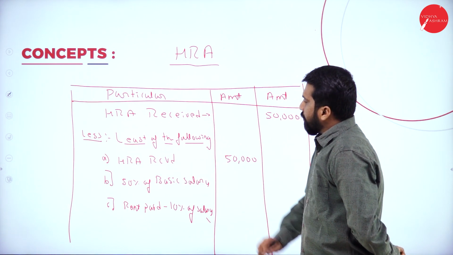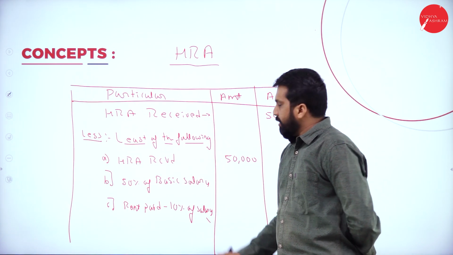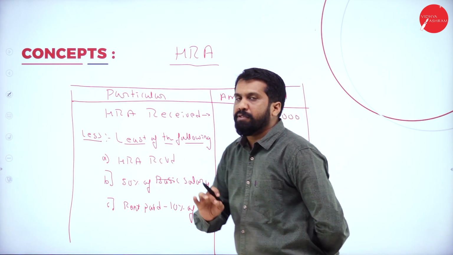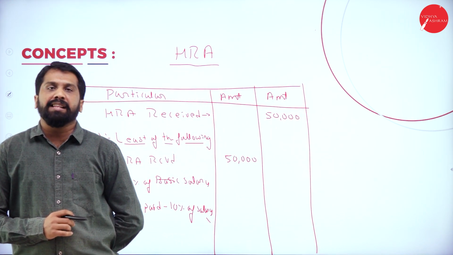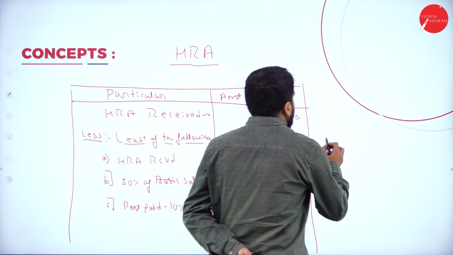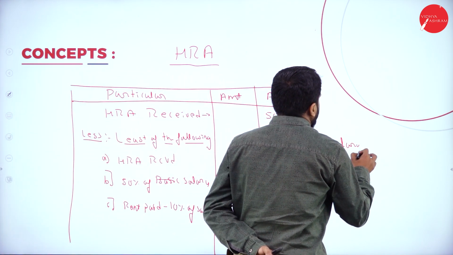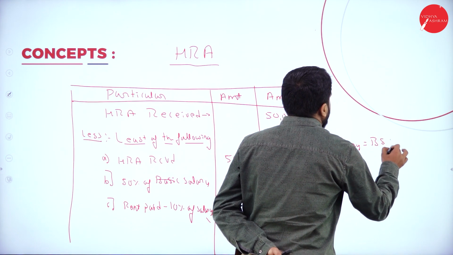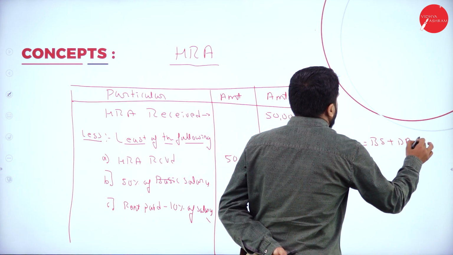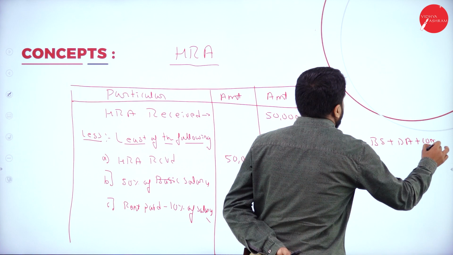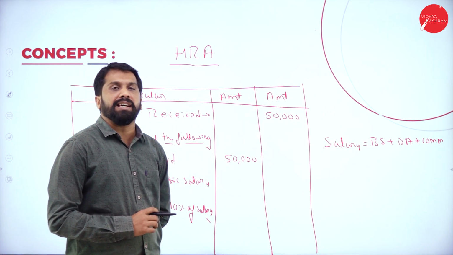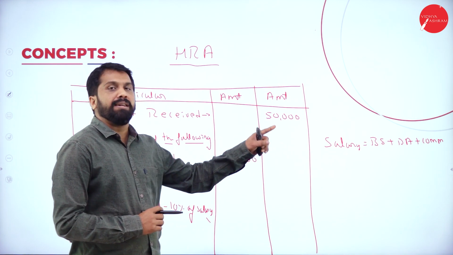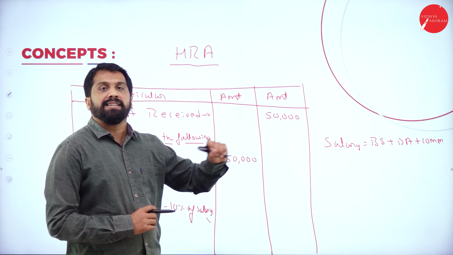Then 50% of salary. It is not basic, it is 50% of salary. Now, what is your salary actual? Salary is nothing but your basic salary plus DA plus commission. This is called your salary. What is your salary? Basic salary plus DA plus commission.